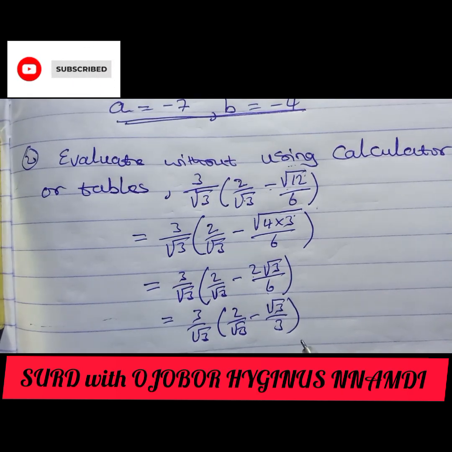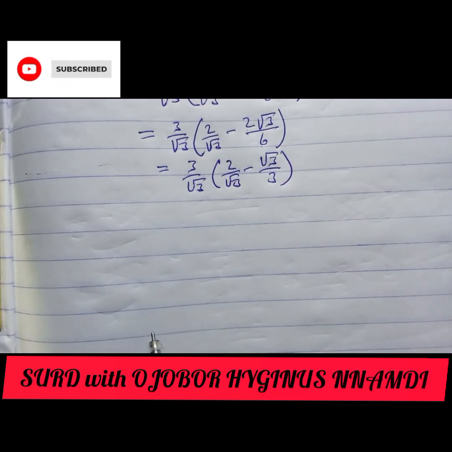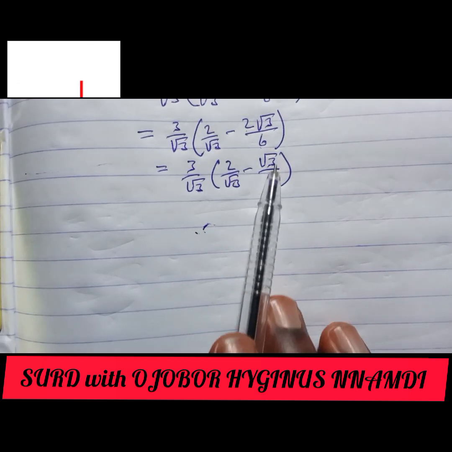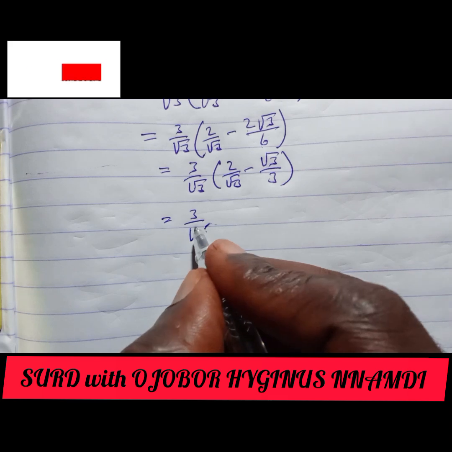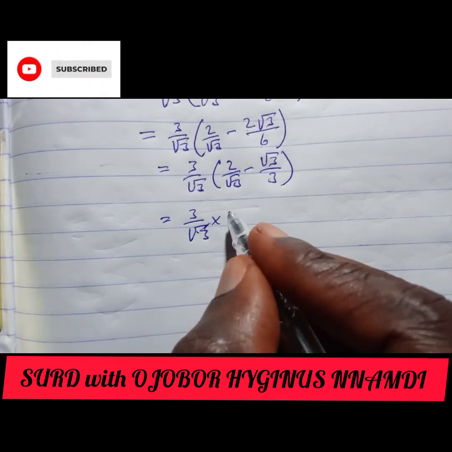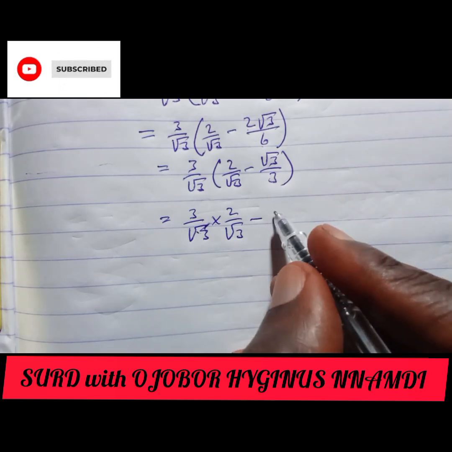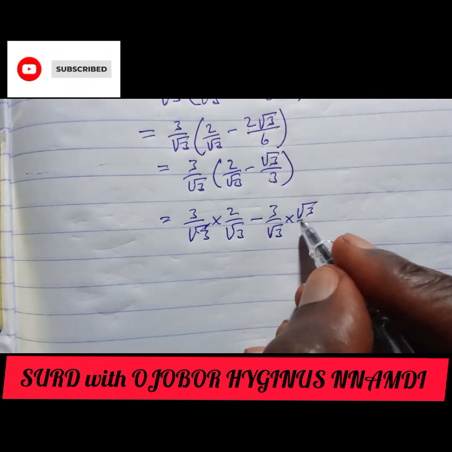And then from here, we can now decide to open our bracket. Of course, opening the bracket, you will use this to multiply both this and this. So when we do that, we're going to have 3 over root 3 times 2 over root 3 minus this times this again, 3 over root 3 times root 3 over 3.